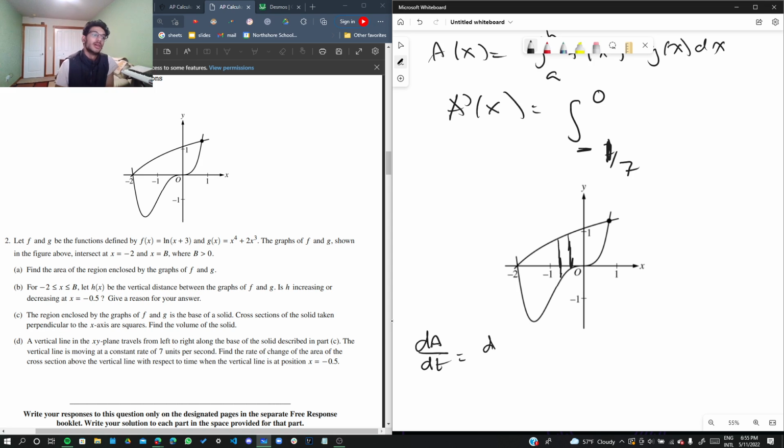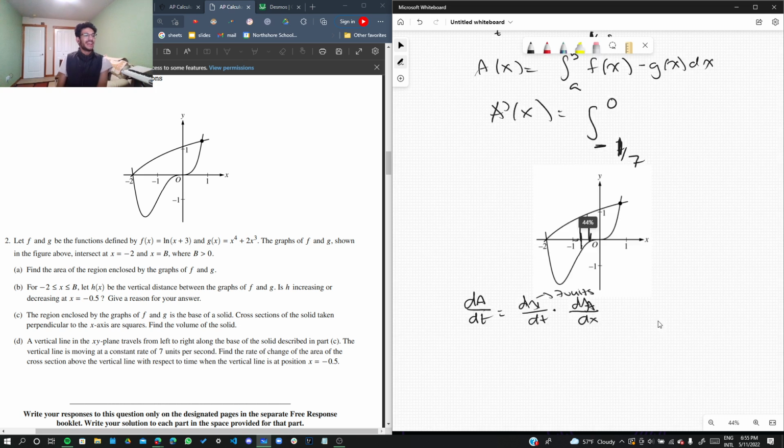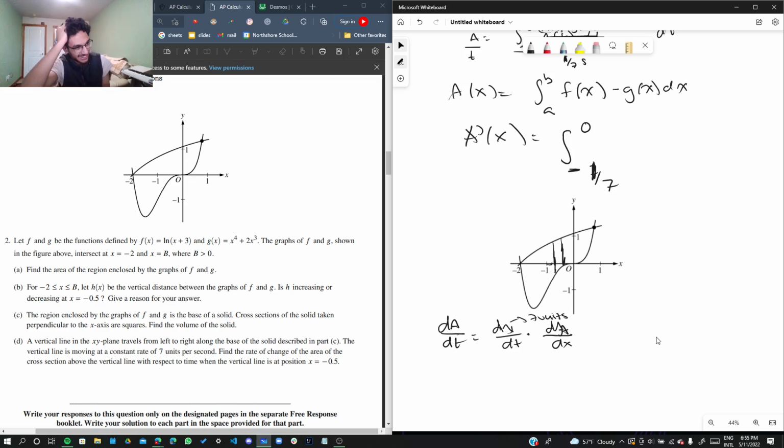Okay, dx dt is 7 units a second. Is this some chain rule stuff? No, no. Okay, I think this is chain rule. Oh my, you kidding me? Okay, fine, all right.